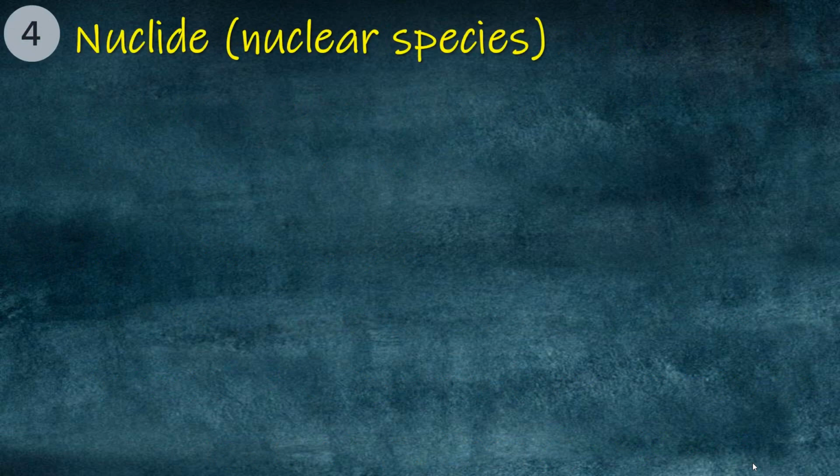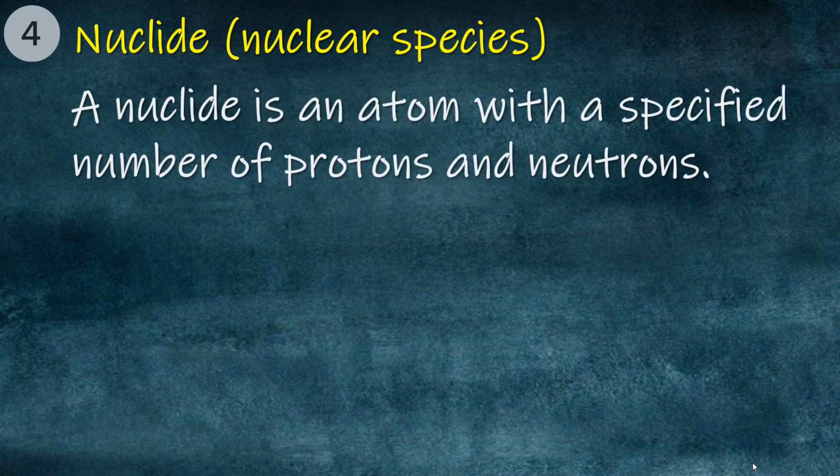Number four, we have what we call a nuclide or a nuclear species. Commonly in physics we talk about a nuclide. What is a nuclide? A nuclide is an atom with a specified number of protons and neutrons. So if you have an atom whose number of protons and neutrons is known, that qualifies to be a nuclide. You understand that? So a nuclide is an atom with a specified atomic mass and atomic number.